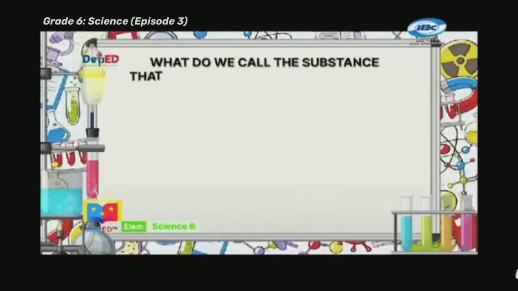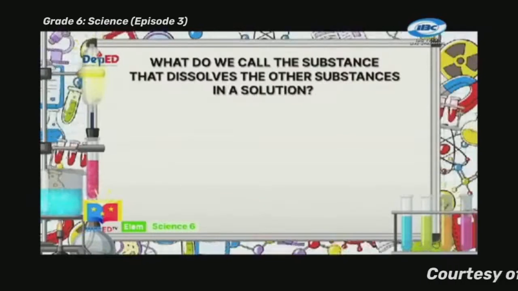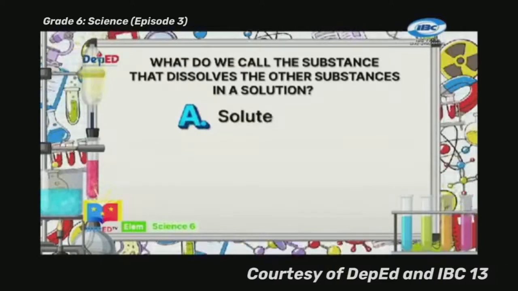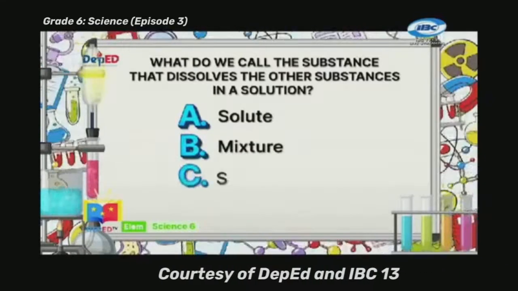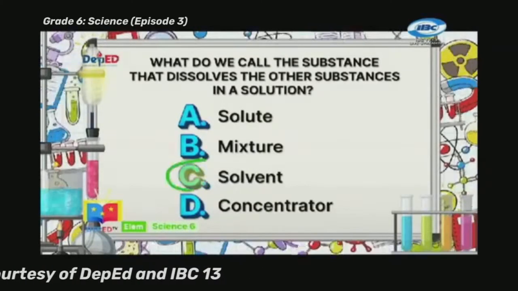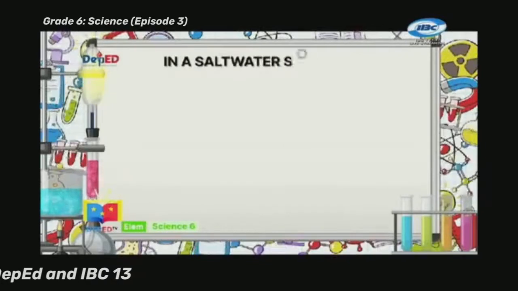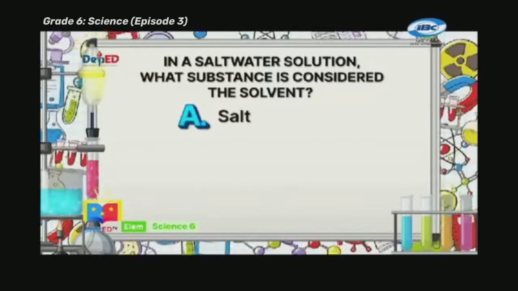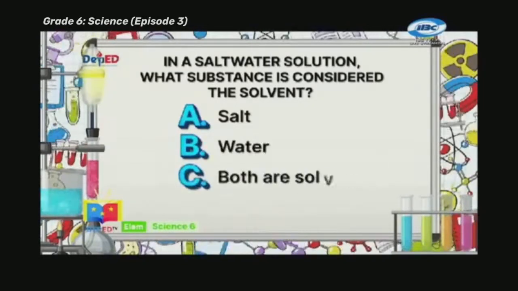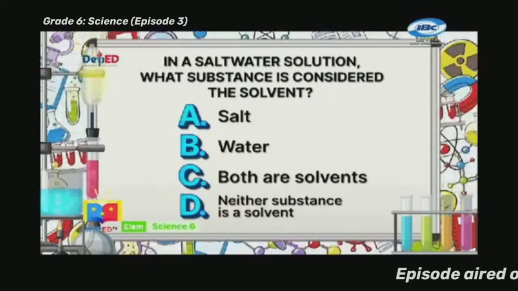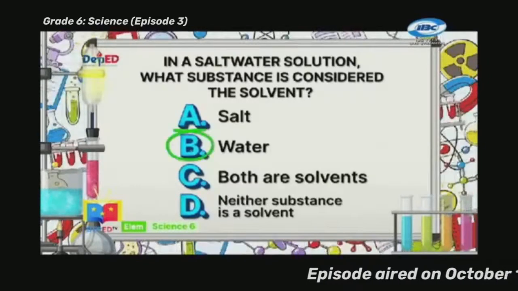Solute. Number 4. What do we call the substance that dissolves the other substances in a solution? A. Solute. B. Mixture. C. Solvent. Or D. Concentrator. The correct answer is C. Solvent. Number 5. In a salt water solution, what substance is considered the solvent? A. Salt. B. Water. C. Both are solvents. Or D. Neither substance is a solvent. The correct answer is B.